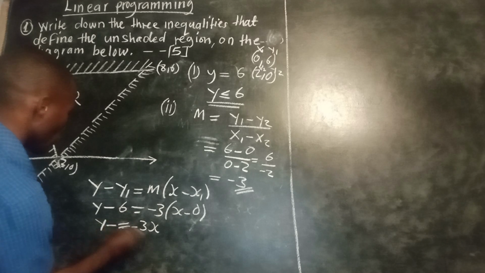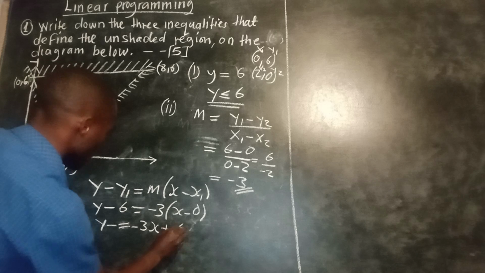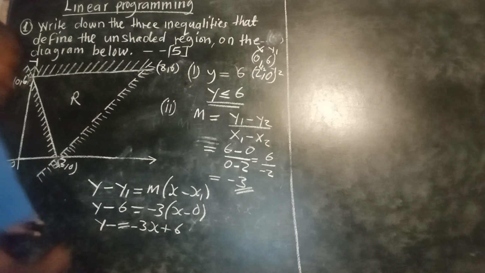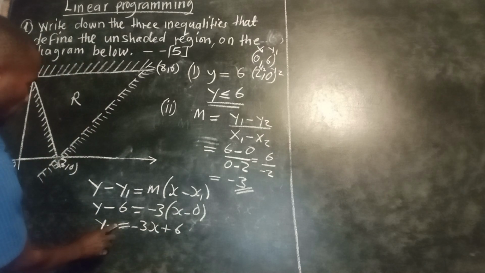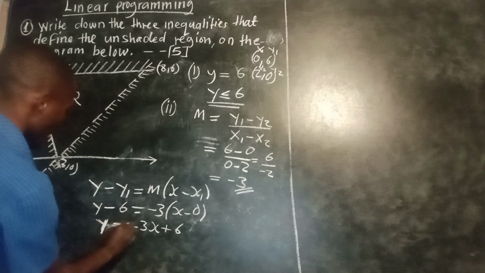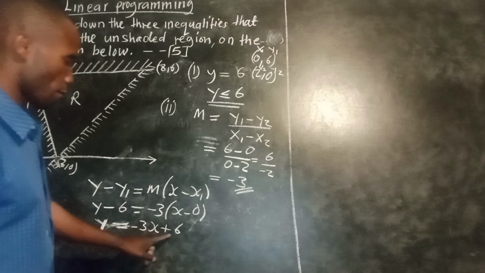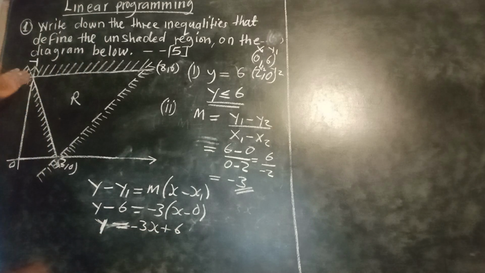So this 6 will go to this side now, where it will be positive 6. So now this is our equation: y is equal to negative 3x plus 6. That is our equation of this line.